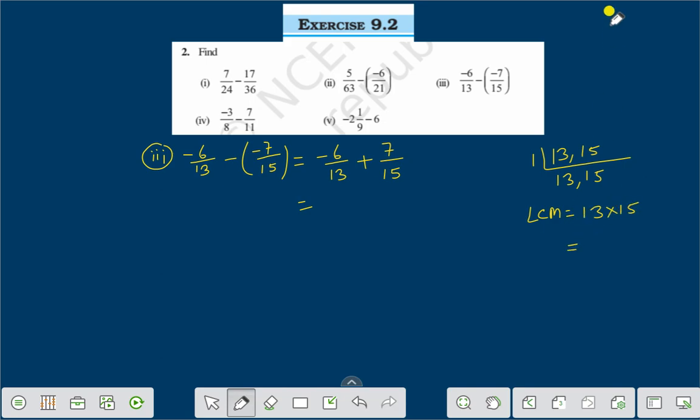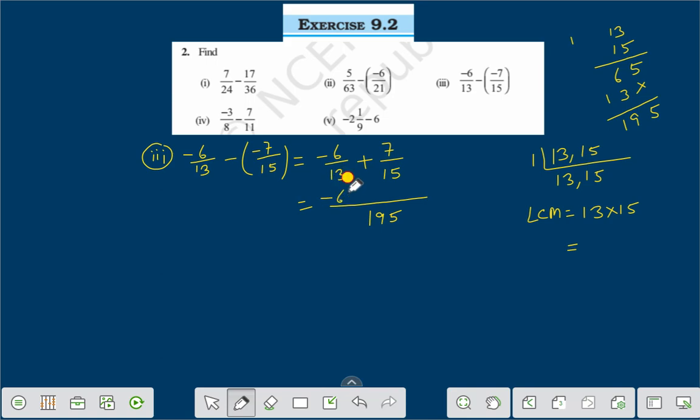Multiplying 13 with 15: 5 times 3 is 15, carry 1, 5 times 1 is 5, plus 1 is 6. 3 times 1 is 3, 1 times 1 is 1, that is 5, 6 plus 3 is 9. So you are getting 195. If you divide 195 by 13, you will get 15.